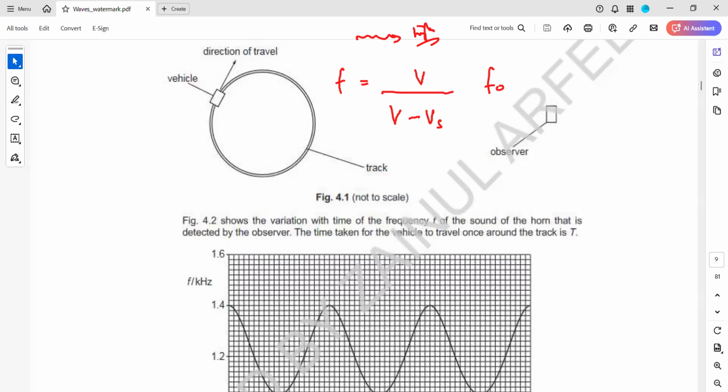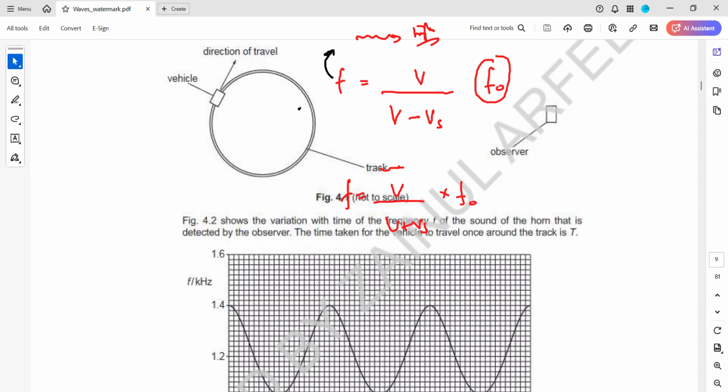Then v over (v minus vs) times f naught. f naught is the original frequency which is emitted from the source. v is the speed of the wave and vs is the speed of the source. But if we are using the minimum value for the frequency, the lower frequency, the formula will be v divided by (v plus vs) times f naught. So any one of them you can use, a minimum value of the frequency or a maximum.